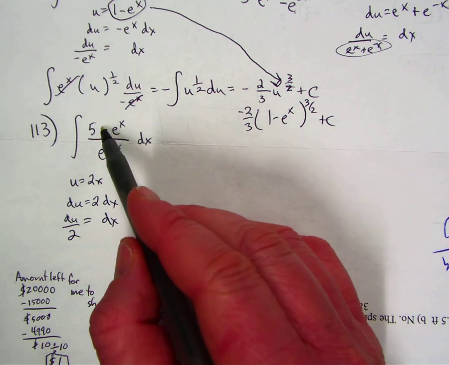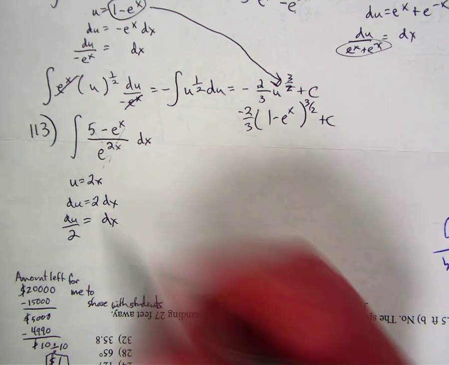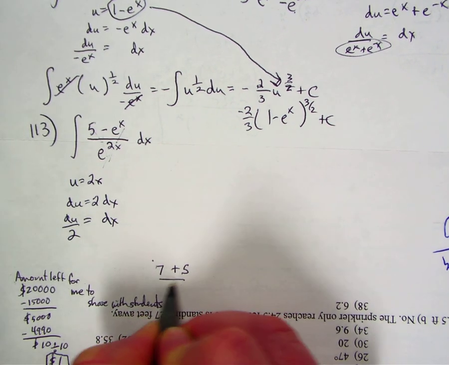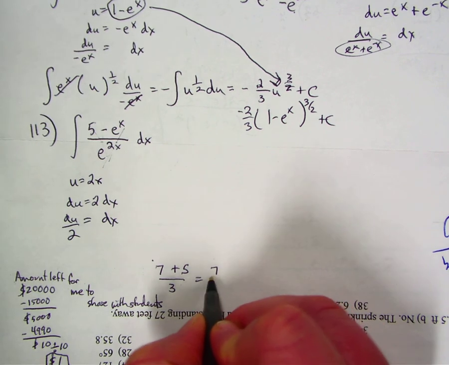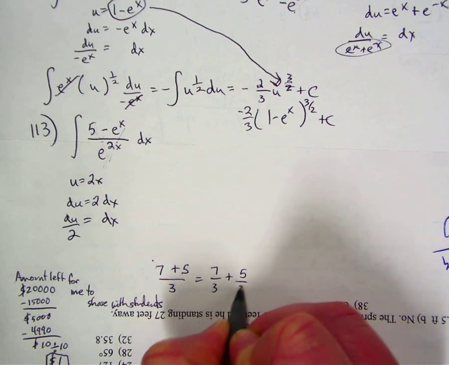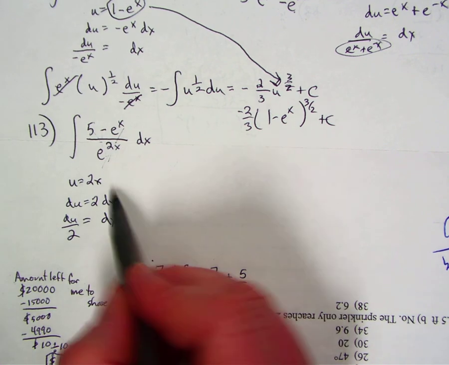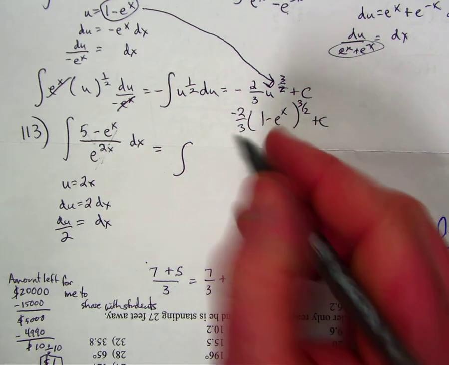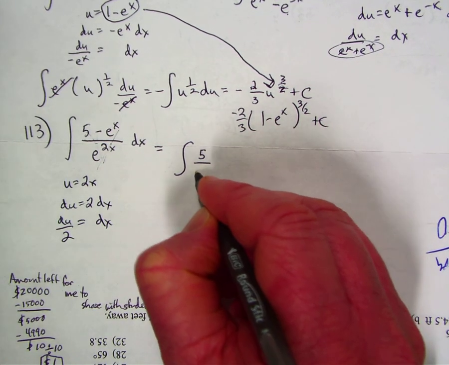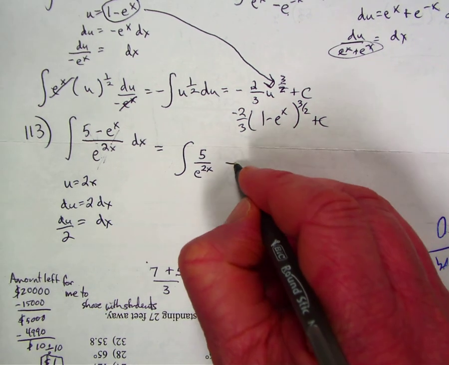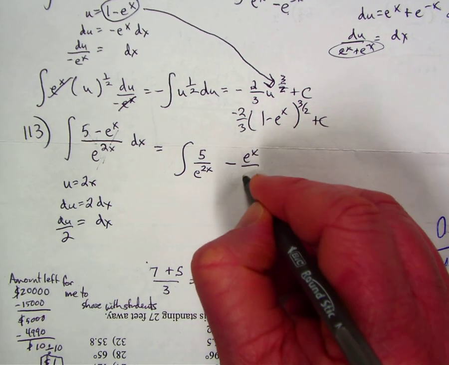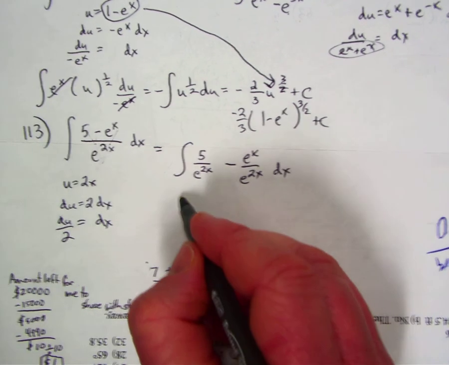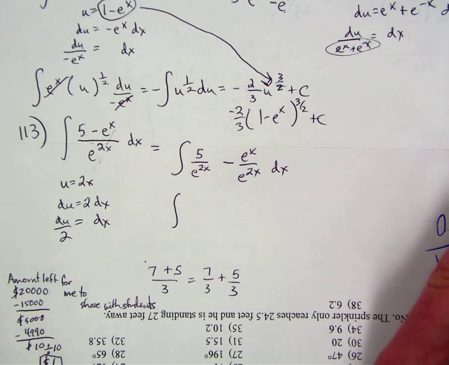But you might also notice that you have a monomial denominator, which is the same as if you had like 7 plus 5 over 3. You can split up into 7 over 3 plus 5 over 3. That's the same thing. So you can split this up into two integrals, 5 over e to the 2x minus e to the x over e to the 2x. And then rewrite and use your shortcut rules.